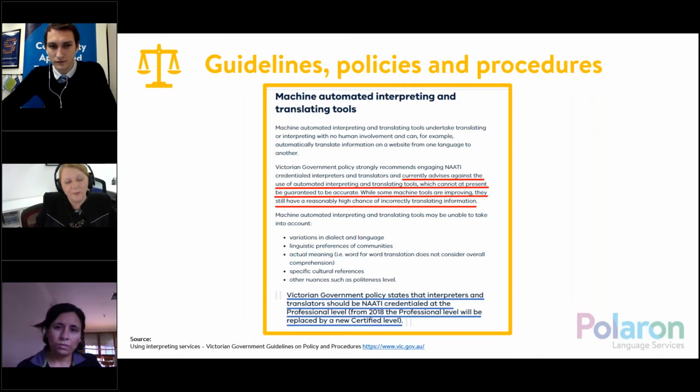The other very important statement at the bottom is that interpreters and translators should be NAATI credentialed. And NAATI has gone recently through a change. It's now called certified, not accredited. Nevertheless, according to the policy, NAATI translators are the people that we should be working with.